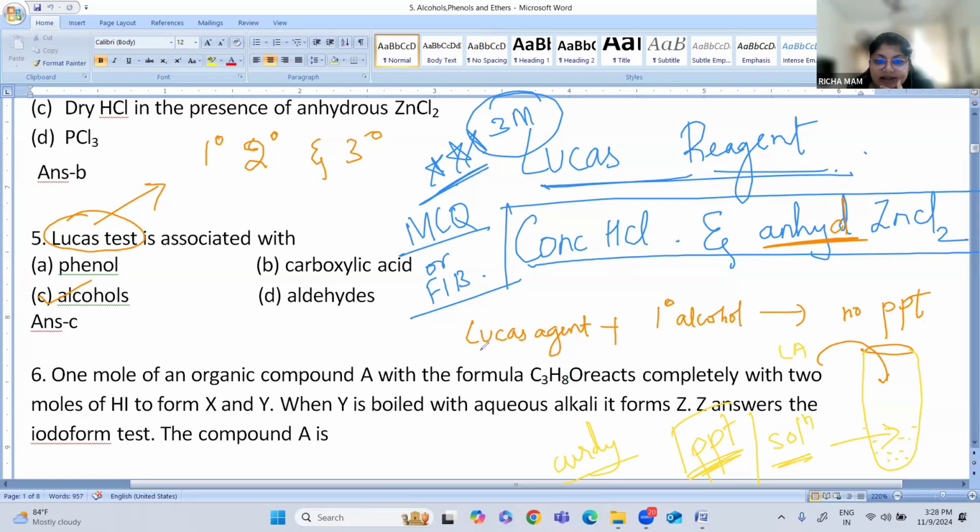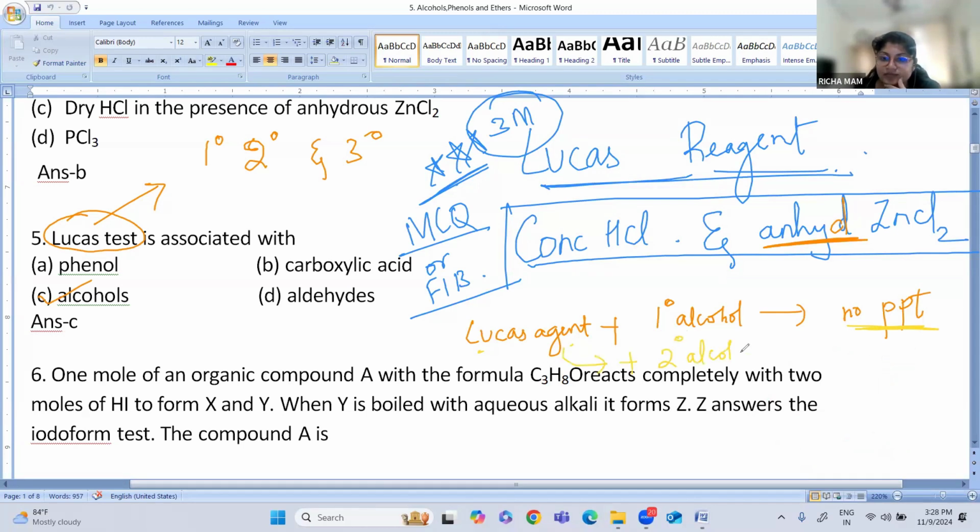So when I react my Lucas reagent with primary alcohol, it will give you no PPT. So this is the first differentiation. Then suppose now I have taken again Lucas reagent and reacted it with secondary alcohol. What will happen with secondary alcohol? It will give you PPT after 5 minutes, like curdy form.